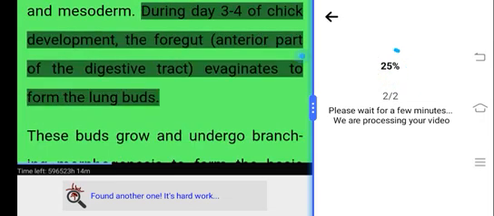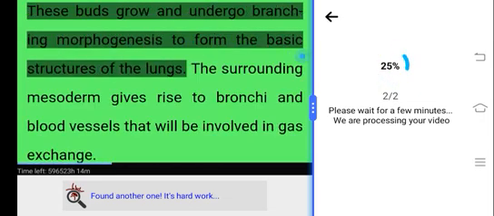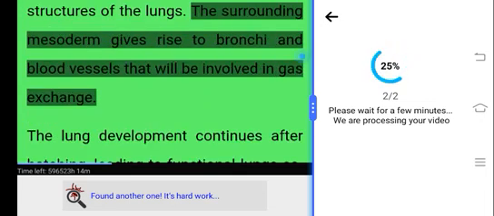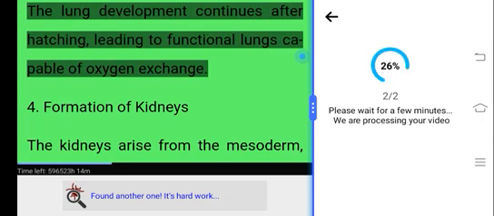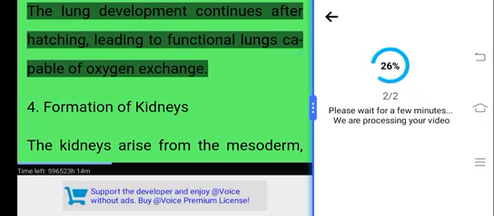During day 3 to 4 of chick development, the foregut, the anterior part of the digestive tract, invaginates to form the lung buds. These buds grow and undergo branching morphogenesis to form the basic structures of the lungs. The surrounding mesoderm gives rise to bronchi and blood vessels that will be involved in gas exchange. The lung development continues after hatching, leading to functional lungs capable of oxygen exchange.